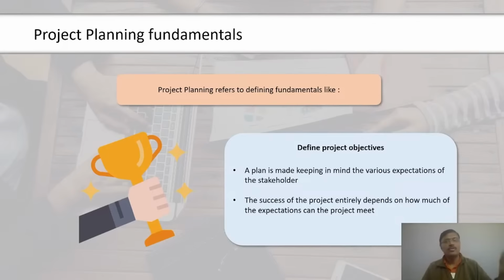Plan schedule management, define activities, sequence activities, estimate activity resources, estimate activity durations, develop schedule, and control schedule are the 7 processes under project time management. Schedule network analysis technique generates the project schedule based on the estimates of time and resource requirements.